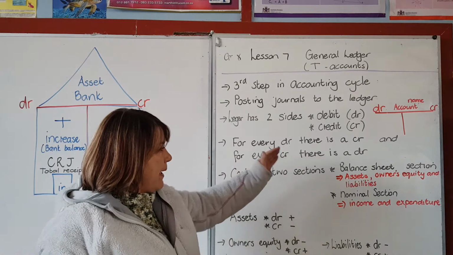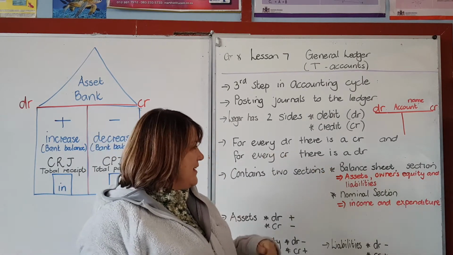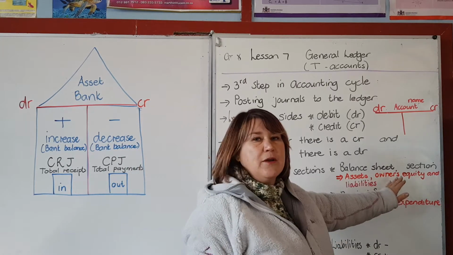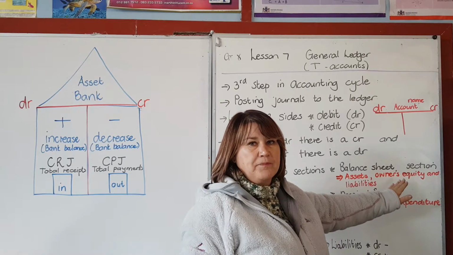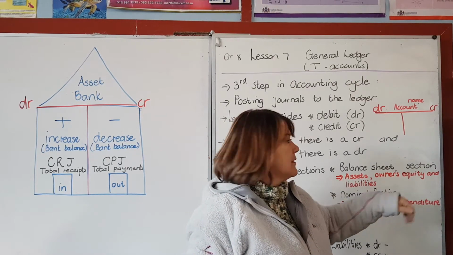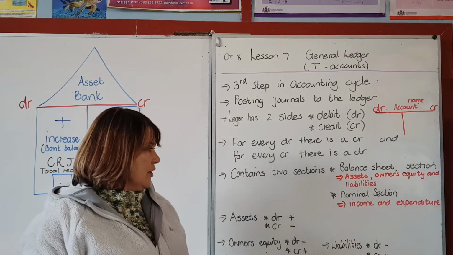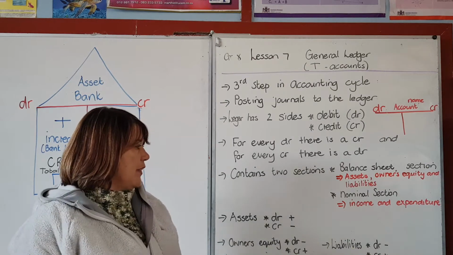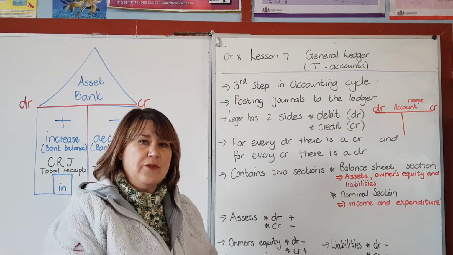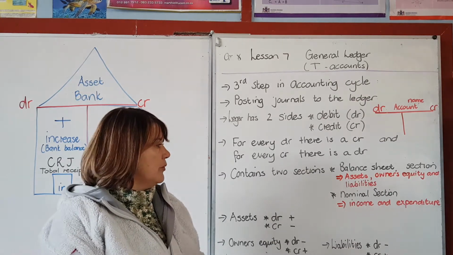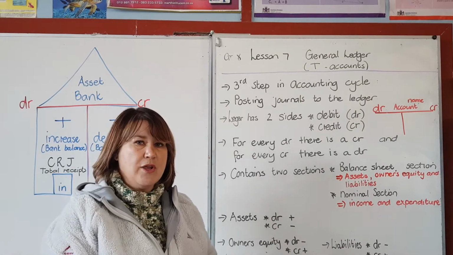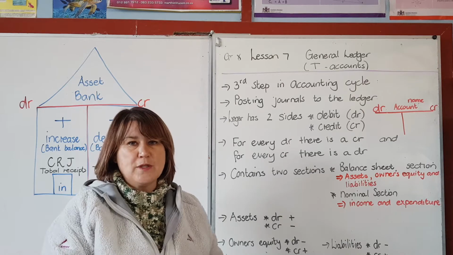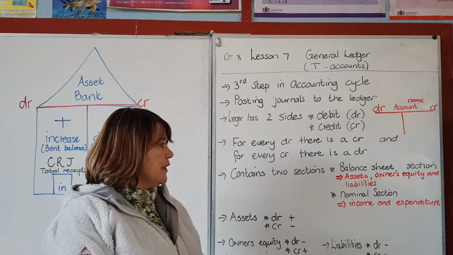They have two sections, a balance sheet section: assets, owner's equity and liability. Remember, your owner's equity will be your capital and drawings, right? And then your nominal section, that's your income and expenditure. So that will be like your rent income and your interest income. Your expenditure will be like salaries, wages, bank charges, consumables, stores, water, electricity, stationery. So there's quite a few.